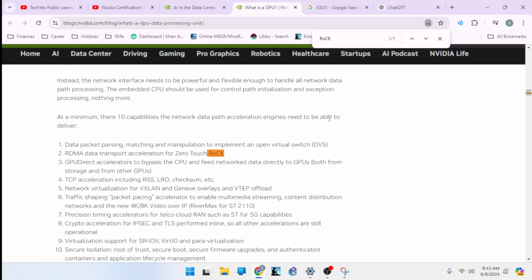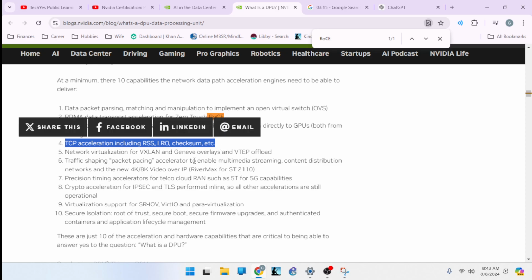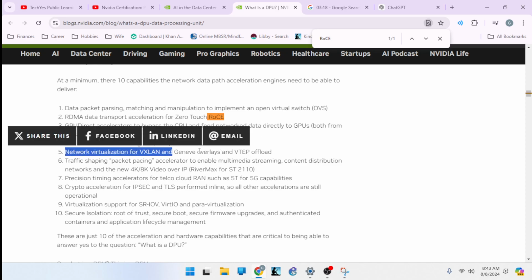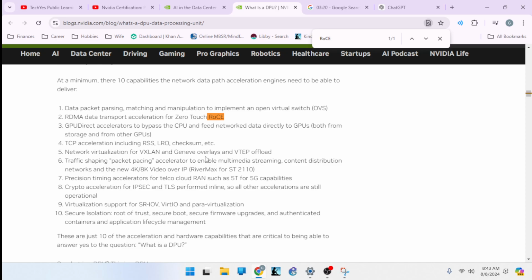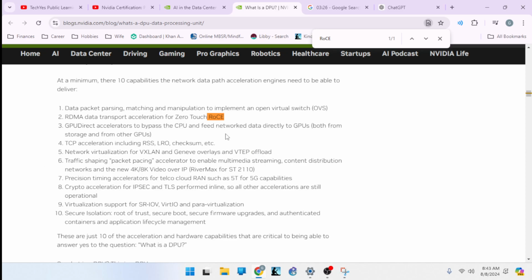GPUDirect accelerators to bypass the CPU and feed networked data directly to GPUs, both from storage and from other GPUs. TCP acceleration, including RSS, LRO, checksum, etc. Network virtualization for VXLAN and Geneve overlays, and VTEP offload. Traffic shaping, packet pacing accelerator to enable multimedia streaming, content distribution networks, and the new 4K/8K video over IP, Rivermax for ST 2110.